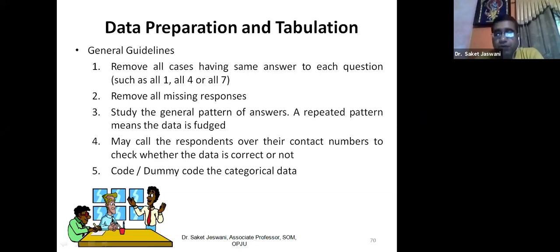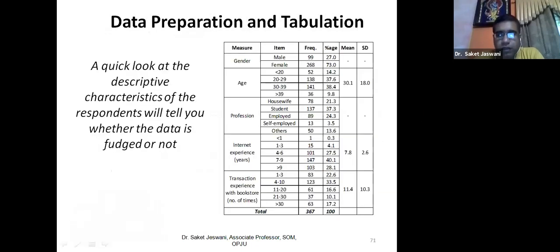You need to code the categorical data, like for gender, where you code male as 1 and female as 2. So you have to code it in the Excel sheet. All the categorical variables, the demographic characteristics, have to be coded in numbers. And this is the descriptive statistics of demographic responses. You can easily calculate it in Excel. The same can be done in SPSS also.